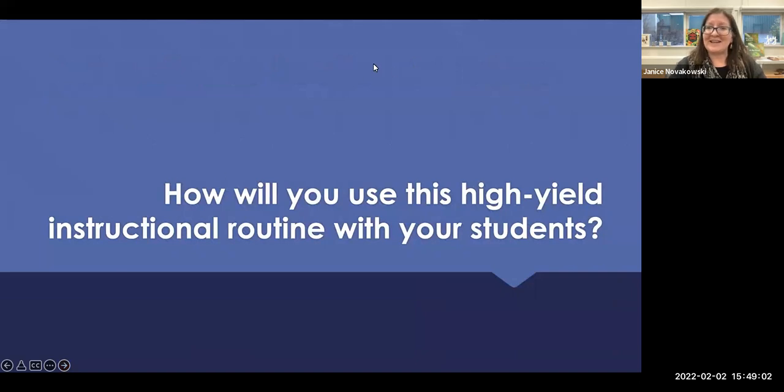So as we come to the end of this session, I would just like to toss this over to you and think about how will you use this high yield instructional routine with your students.